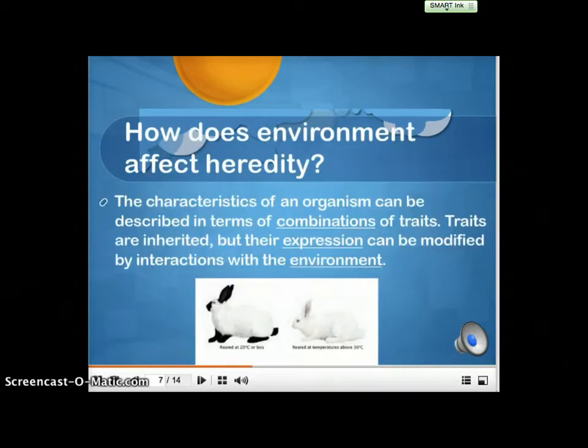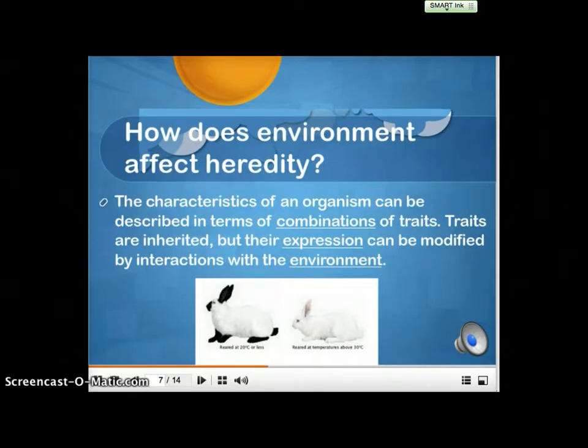So how does environment affect heredity? Well, the characteristics of an organism actually can be described in terms of combinations of traits. So traits are inherited from mom and dad, but their expression can be modified by interactions with the environment. You can see an example of this, which is also in your packet.